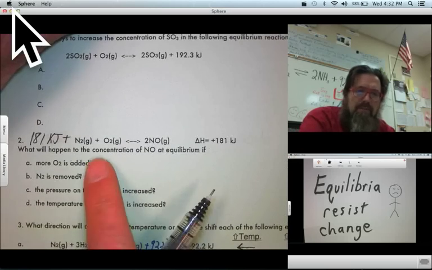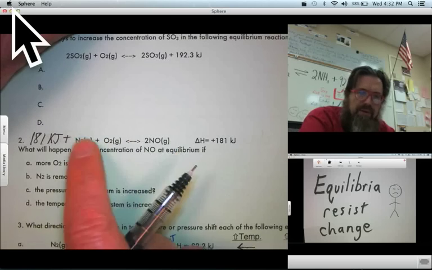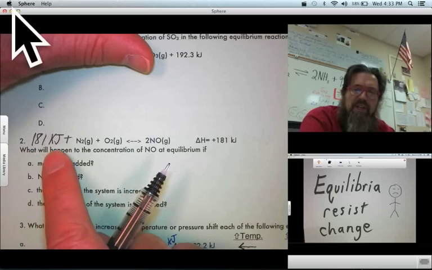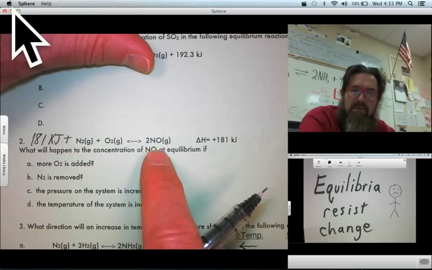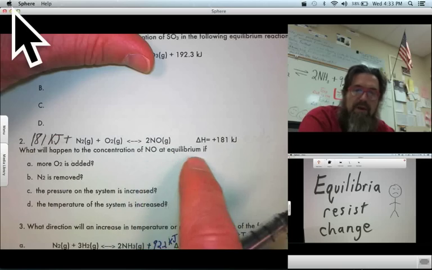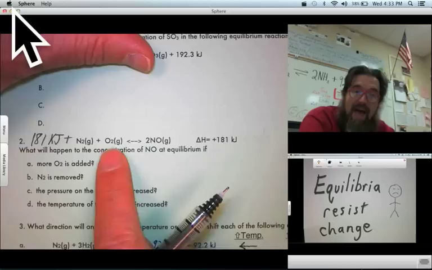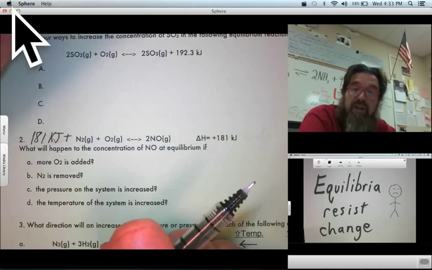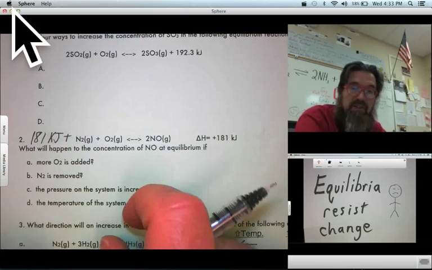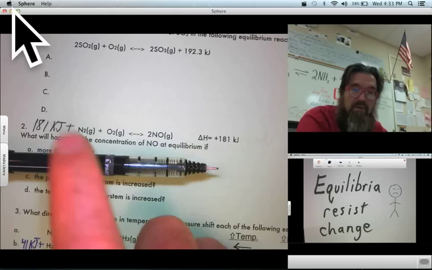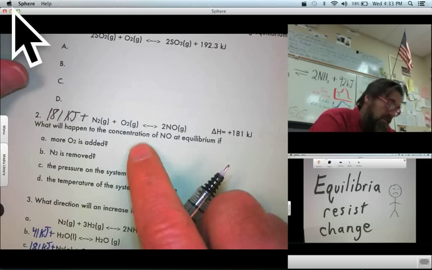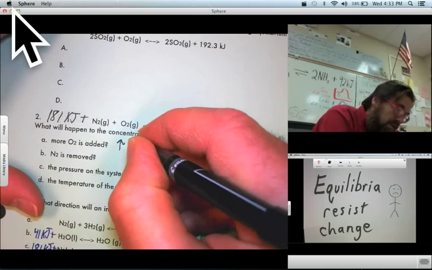Let's answer number 2. Here we have the reaction written with the energy included in the equation, which I really like. And the question here doesn't ask which way it shifts. It says what will happen to the concentration of NO, nitrogen monoxide, the product, at equilibrium if we add more oxygen. So if we add oxygen, the equilibrium will resist that change and do something, shift, to get rid of some oxygen. Well, it shifts to get rid of oxygen by shifting right, which is the forward reaction, using up oxygen to make NO. So if we shift right, the concentration of NO increases. So the answer is, if more O2 is added, we have an increased concentration of NO.